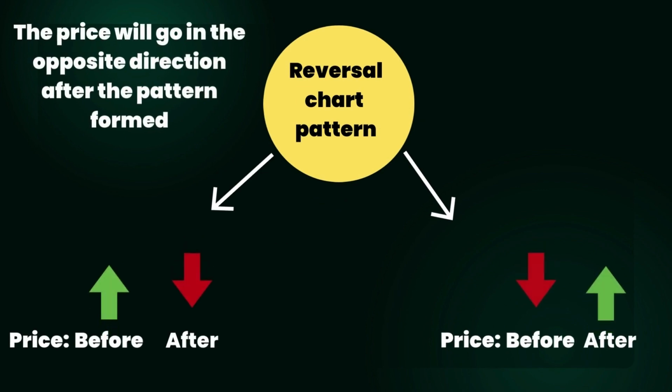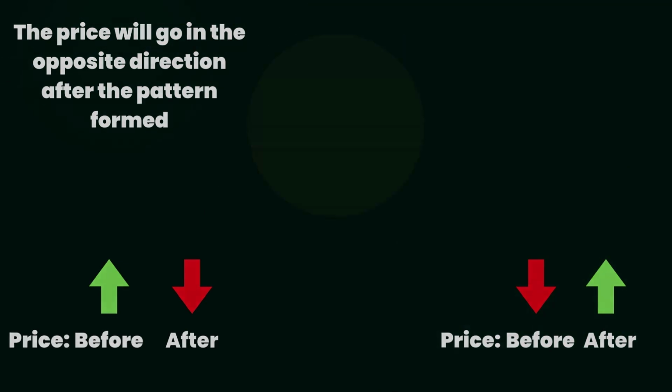Reversal chart patterns indicate that price will move in the opposite direction after the pattern is formed. For example, if price is going up and a reversal chart pattern appears, price will decline according to the pattern. Of course, the opposite is also accurate. When the price is falling and a reversal chart pattern appears, it indicates that the price will go up after the pattern.